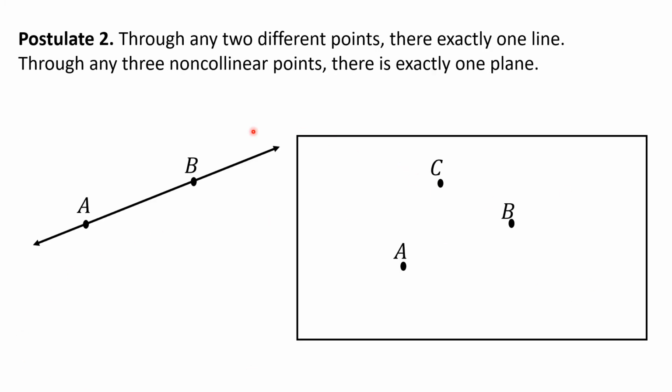Postulate number 2: through any two different points, there is exactly one line. So take note again, postulate, we don't need to prove it because the statement is already true. So any two different points, there is exactly one line. So given 2 points, we can have now a line or one line. Through any 3 non-collinear points, there is exactly one plane.